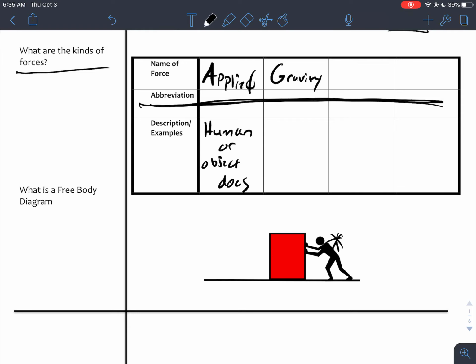My description or example is going to be a pull towards Earth. This is the force that keeps you on the ground. Gravity is always going to be pulling down on something. If we move over a box, we have a force that is the opposite of the applied force, and this is the friction force.